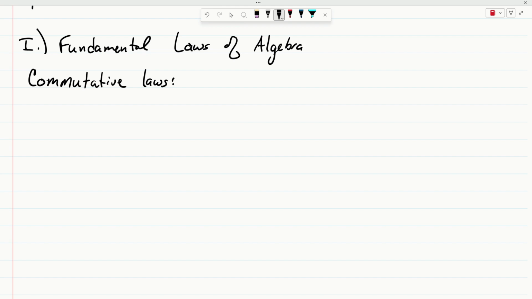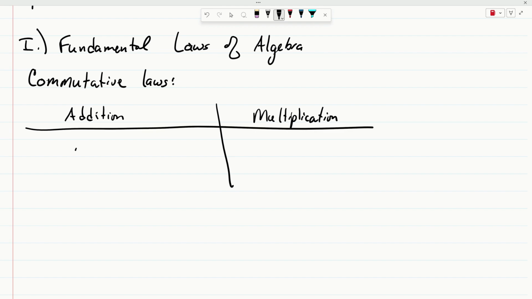Now you do have two of them. You have the commutative law for addition and multiplication. And here's what they are right here. So the literal numbers are a plus b equals b plus a, which means the order doesn't matter in which you add things.